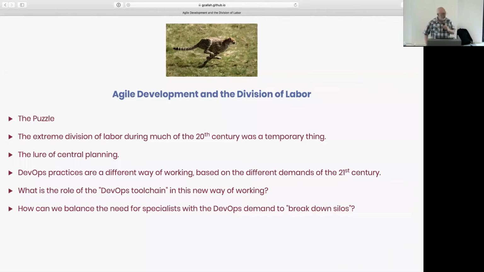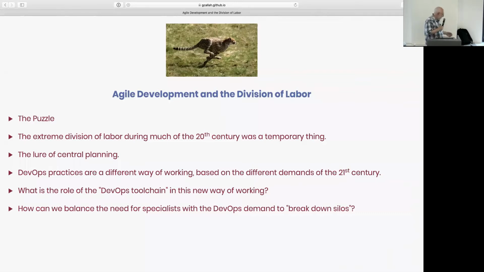This could have been called DevOps and the Division of Labor, but I had the picture of the cheetah already, and the cheetah looked very agile, but I had trouble figuring out how I could make the cheetah look DevOps. So I went with Agile Development and the Division of Labor.